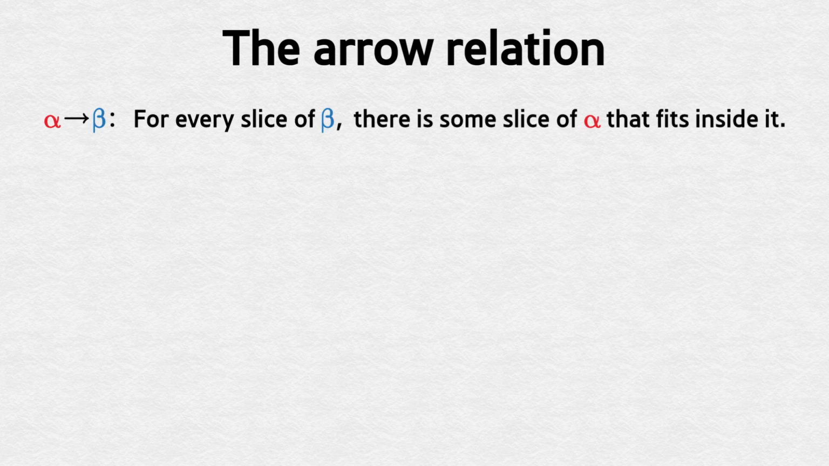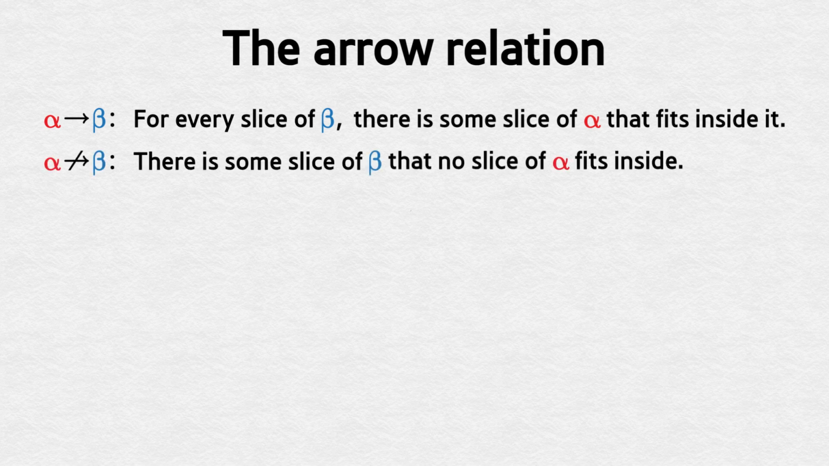A quick review of our definitions. Alpha fits into beta means that for every slice of beta, there is some slice of alpha that fits inside. Alpha does not fit into beta means that there is some slice of beta that no slice of alpha fits inside. Comparing these two definitions, it should be clear that for any pair of near numbers alpha and beta, one and only one of these conditions holds. Either alpha can fit into every slice of beta, or there's some slice that it can't.